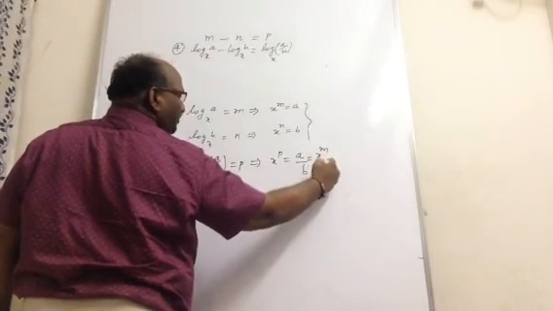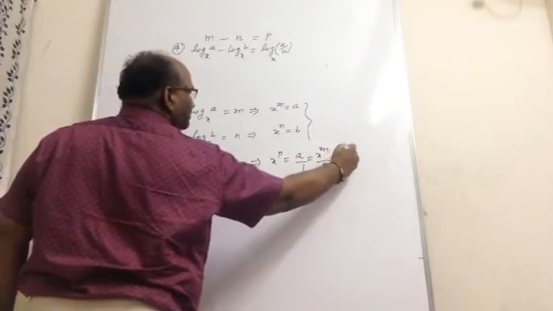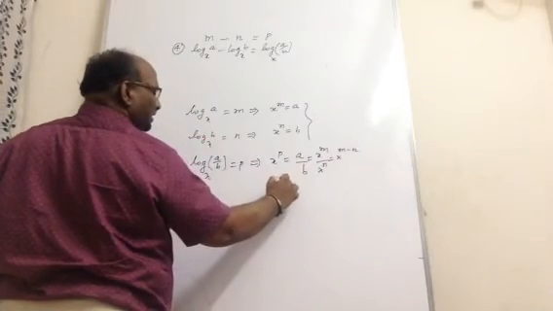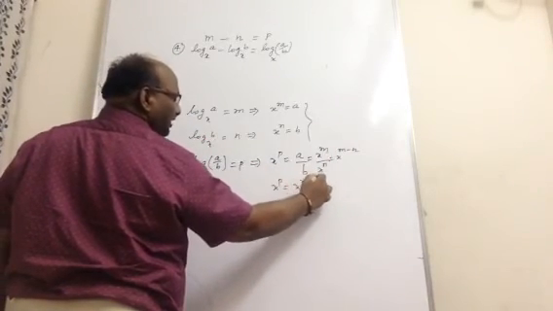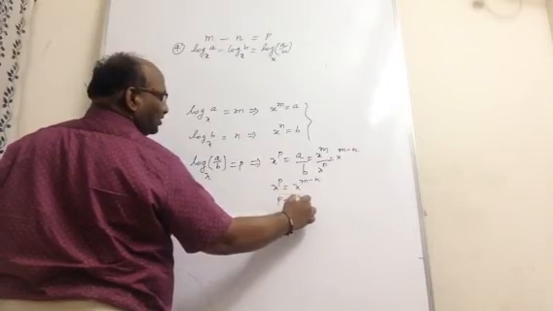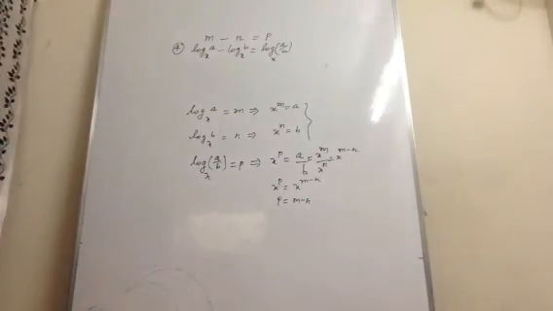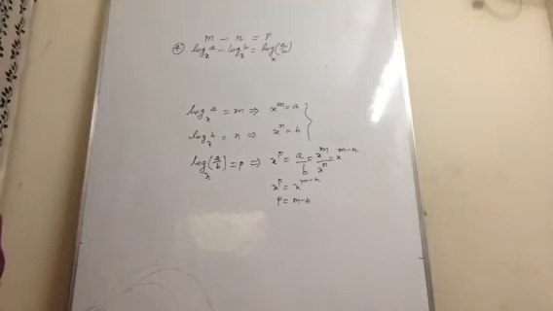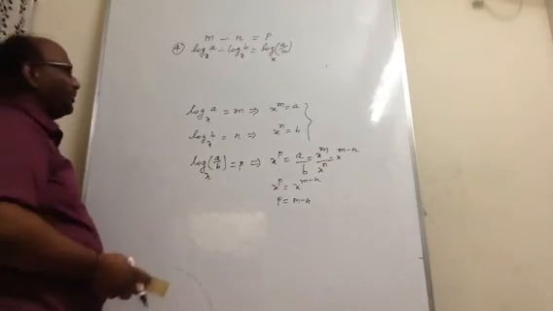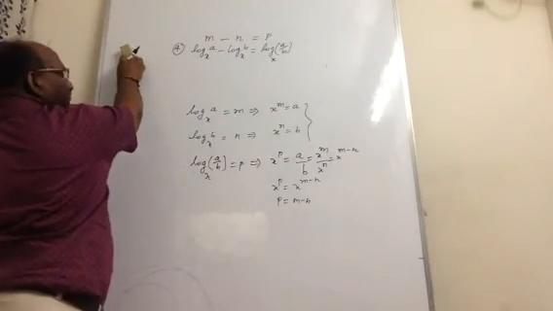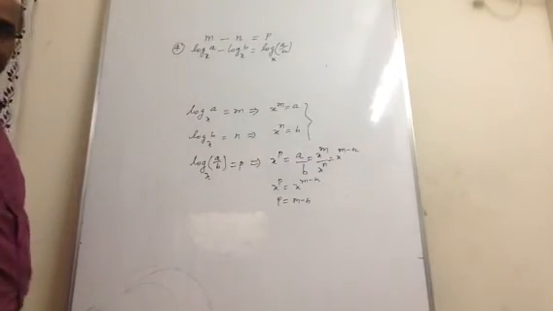x power m by x power n is x power m minus n. x power p is x power m minus n. So p equals m minus n. That's what I have to prove. This is another property of logarithms. Right? Now we have two more properties. Just go through it.